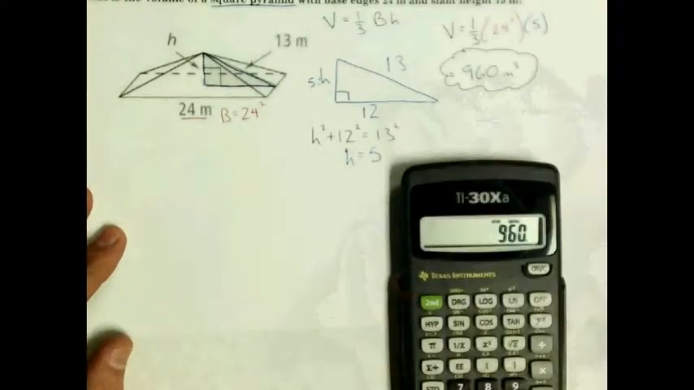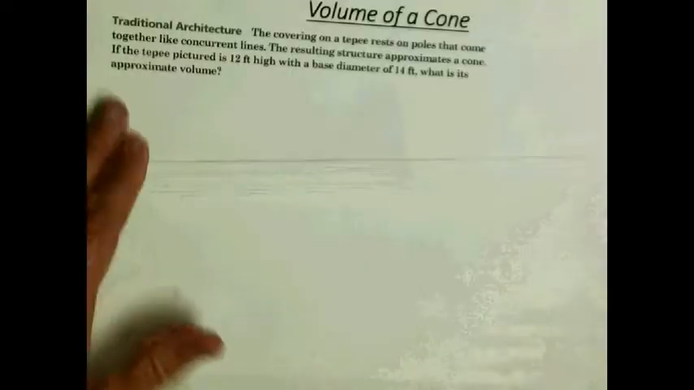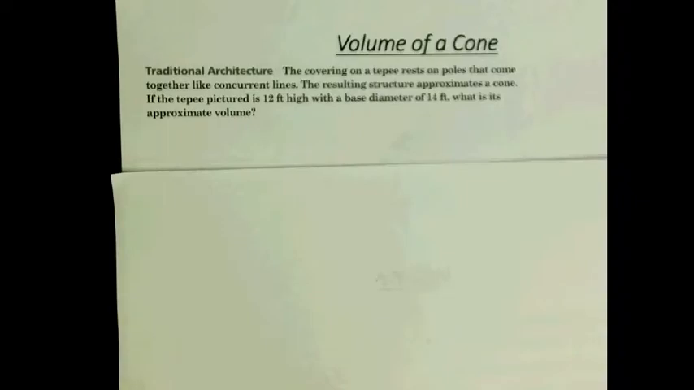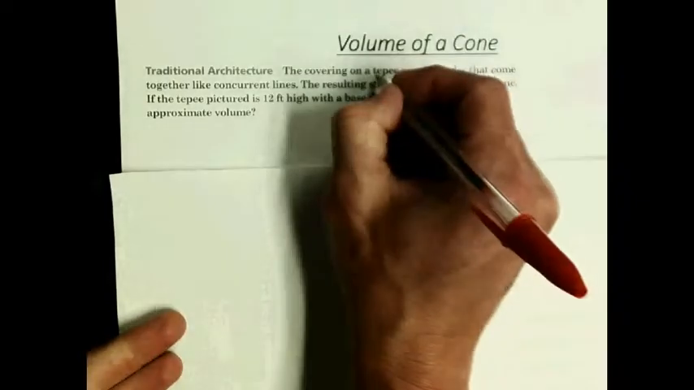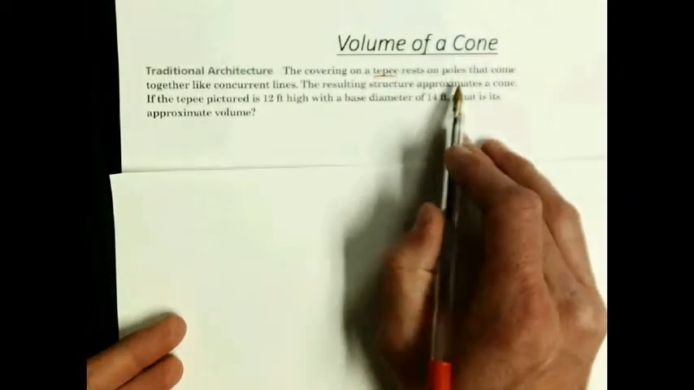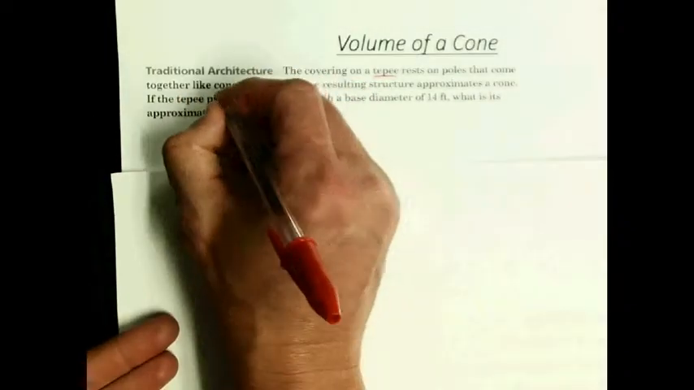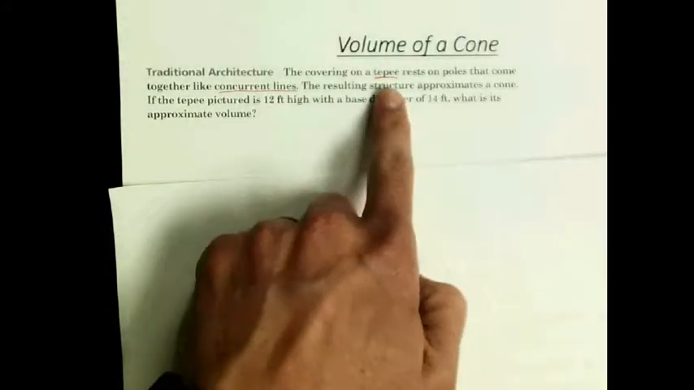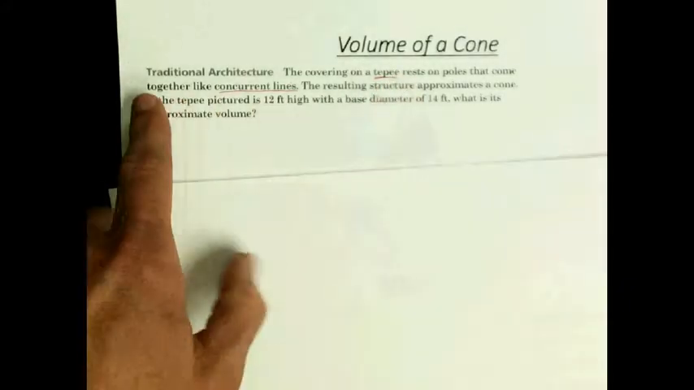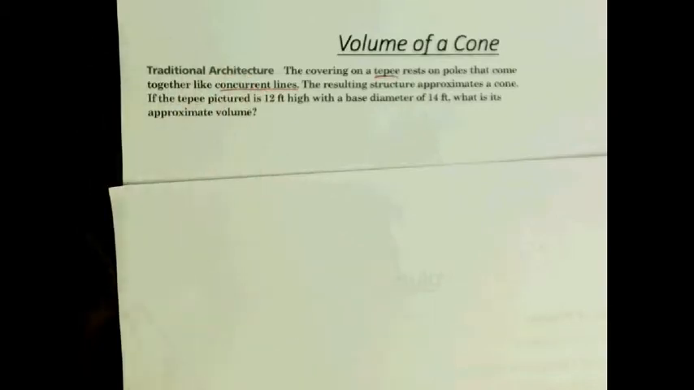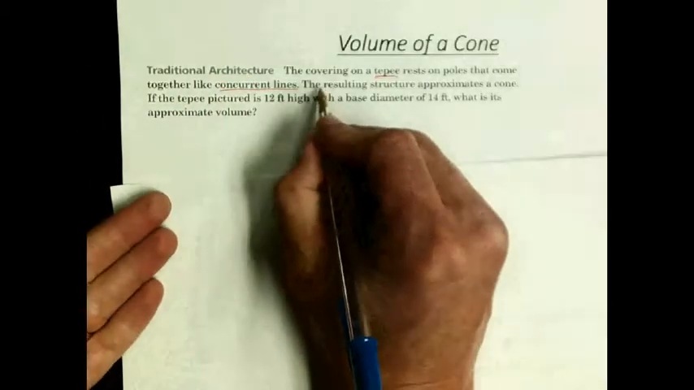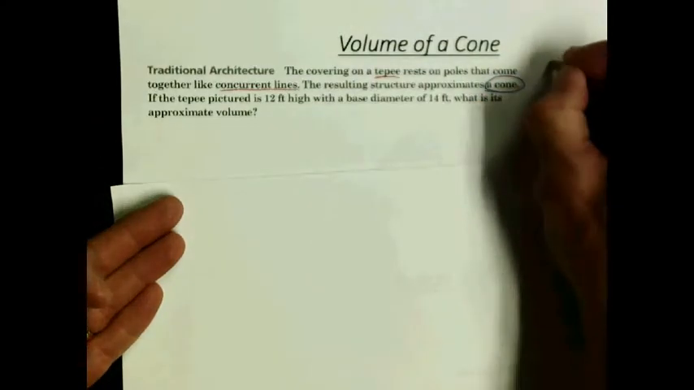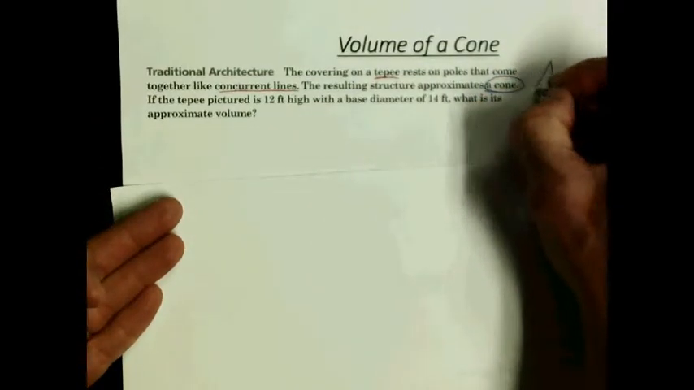Okay, no big deal. In the next example, we're now talking about cones. So we have to read a little bit. The covering on a teepee rests on poles that come together like concurrent lines. What? You don't even have to know what any of that means. You may have never heard of a teepee. That's fine. What's important is the next sentence. The resulting structure approximates a cone. So now we know we're looking at a cone.